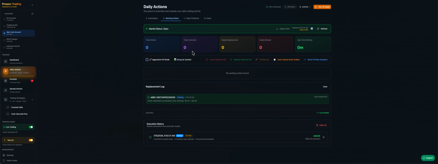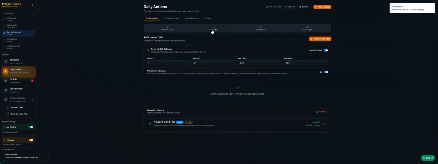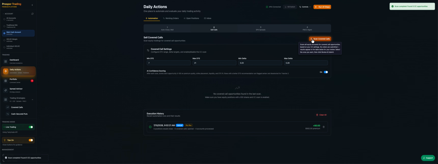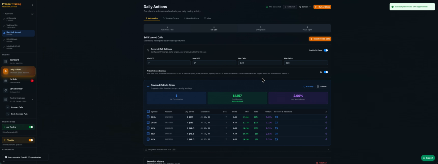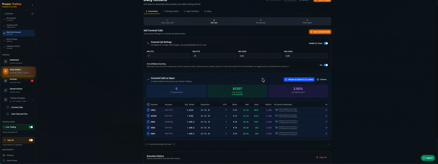Now that I've done that, the next thing I like to do is come back to automation and look at sell calls. What this is doing is looking across all my positions to see if I have any positions that I could sell a covered call on. This is stock that I own, and it's all eligible for me to sell a covered call. There's a few things that this does for you automatically, and this is so maddening if you try to do this in a brokerage.